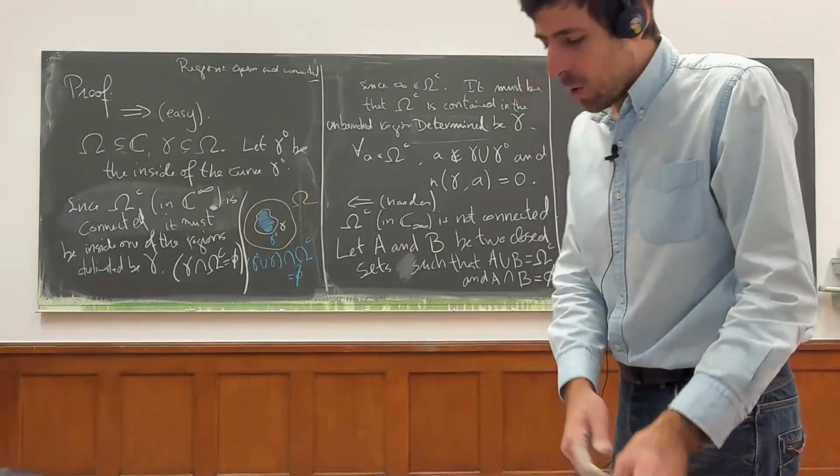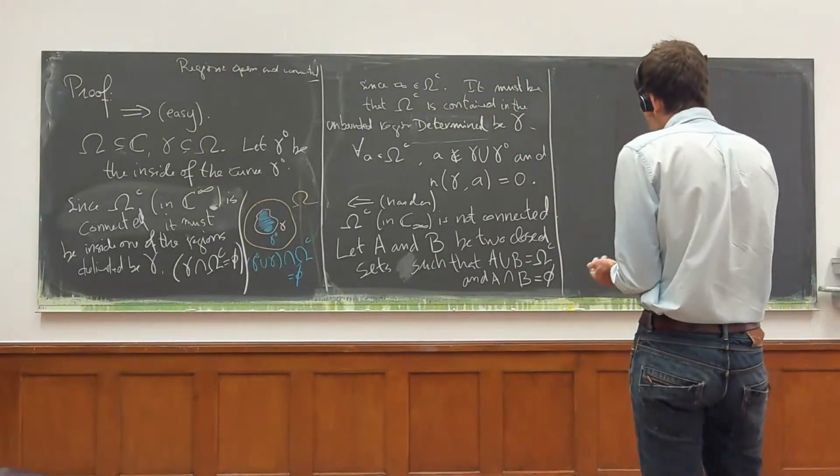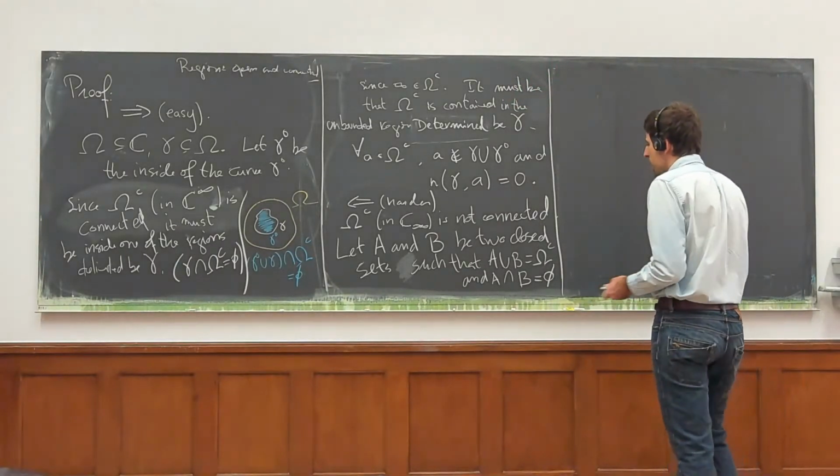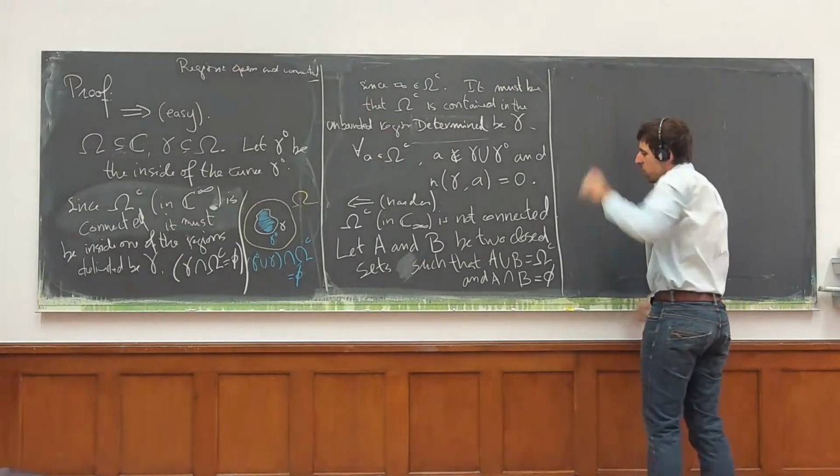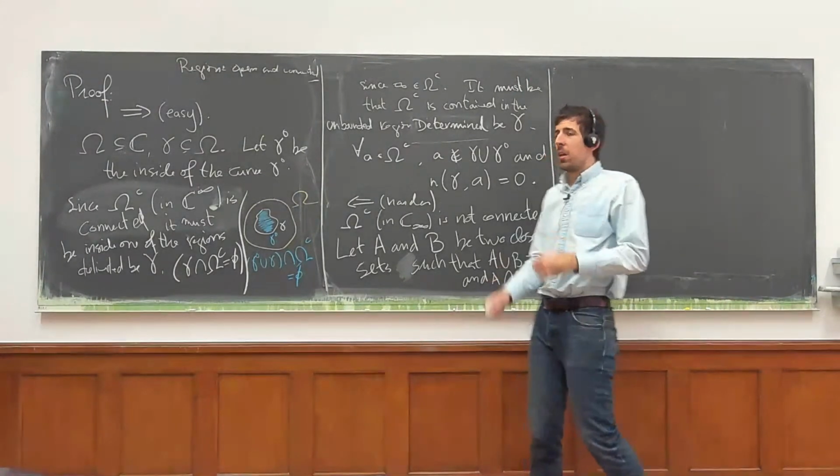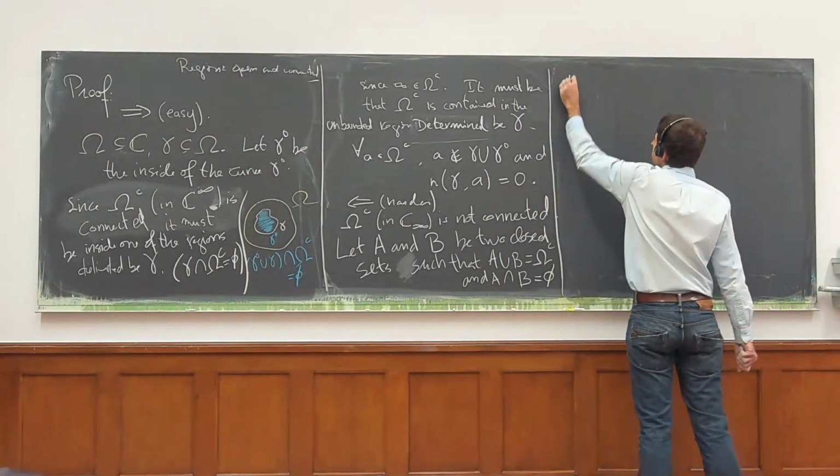Now, one of them needs to contain infinity, the other doesn't, right? So if one of them contains infinity, the other one needs to be bounded. So let A be the bounded one.